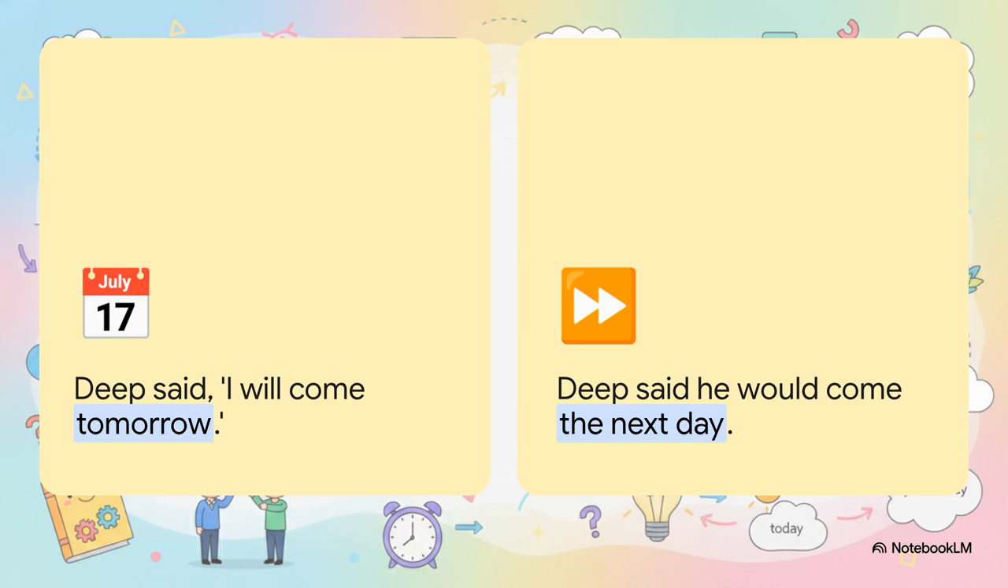Let's look at Deep's promise to see this double shift in action. Deep says, I will come tomorrow. When we report this, we have to apply 2 rules at once. First up, our modal verb will steps back to would. Second, that time word tomorrow has to shift to the next day. Bring it all together, and we get, Deep said that he would come the next day.